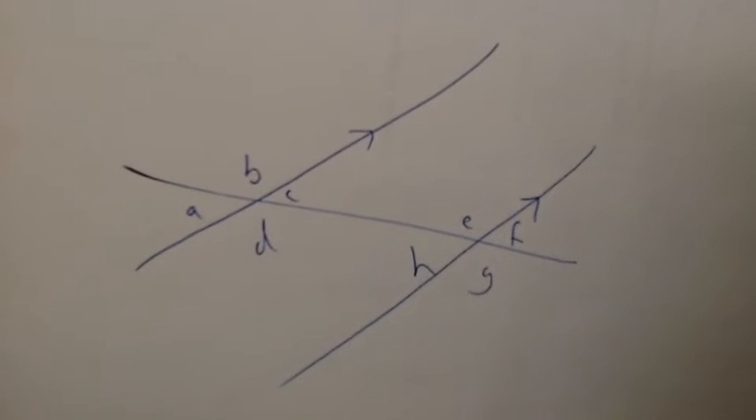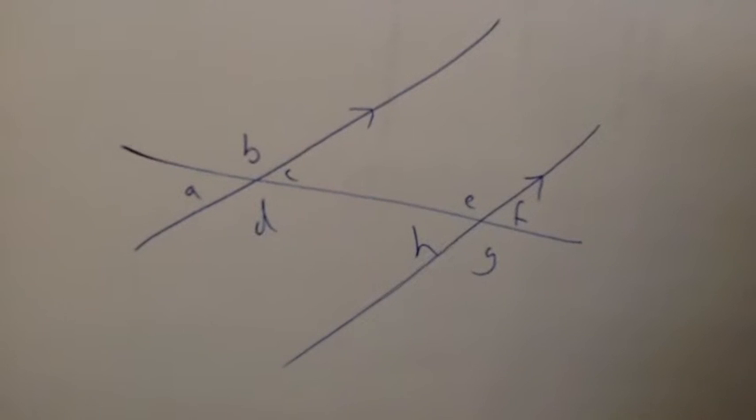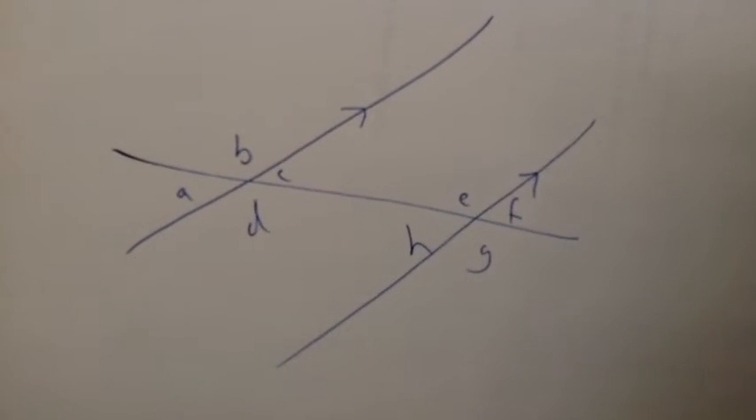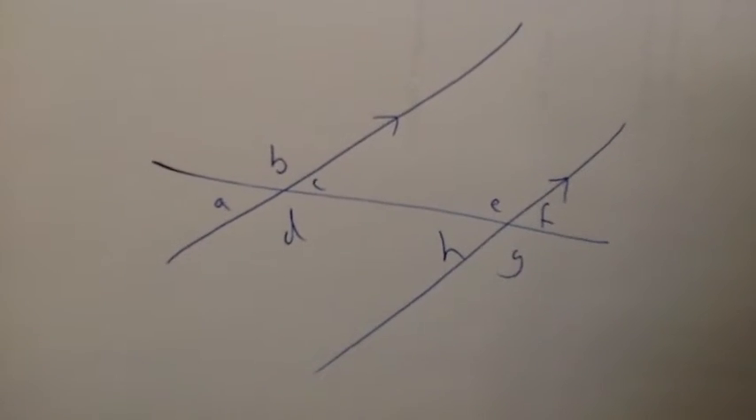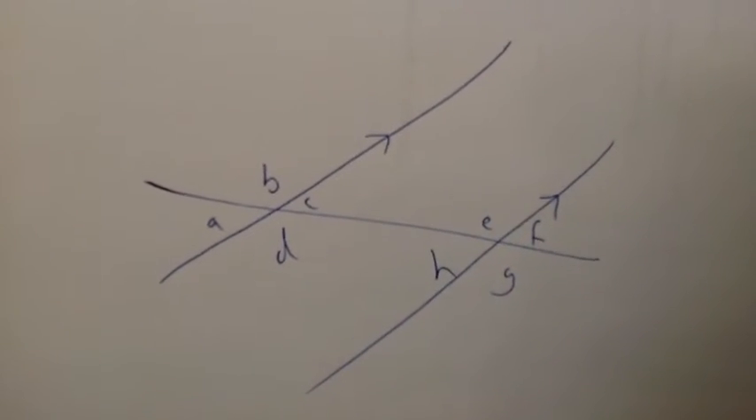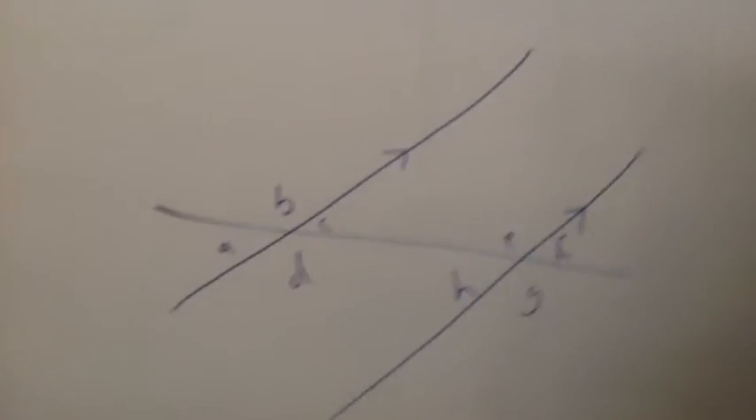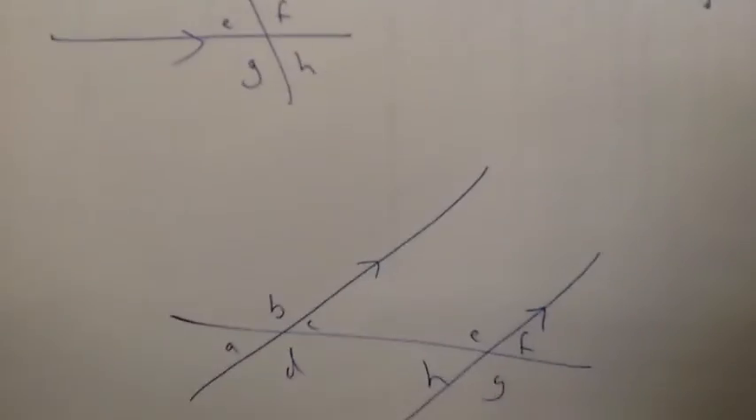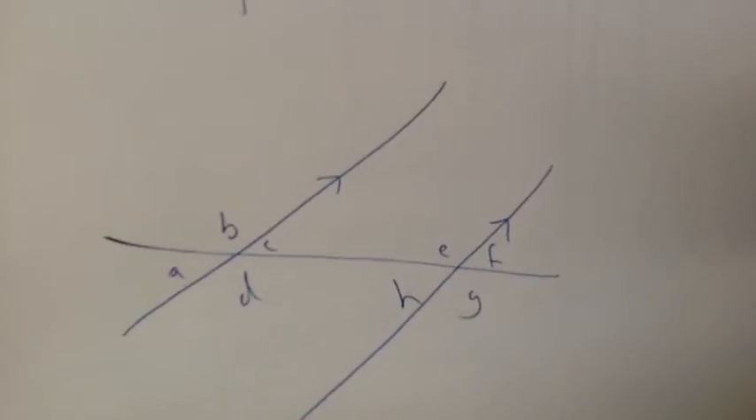Right, here's the next diagram then. There we go. So here's a new diagram. I want you to either write down the letters or somehow show which angles are corresponding. Okay, welcome back. Right, here we go. Let me just get organized.